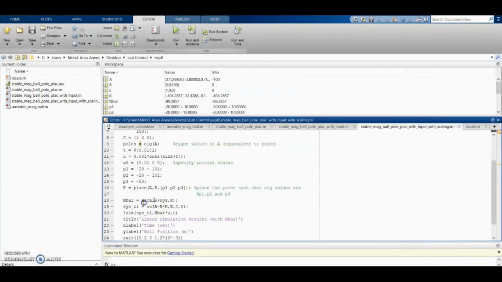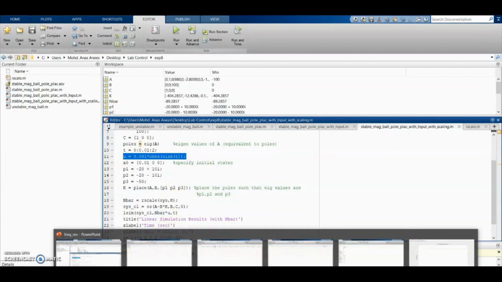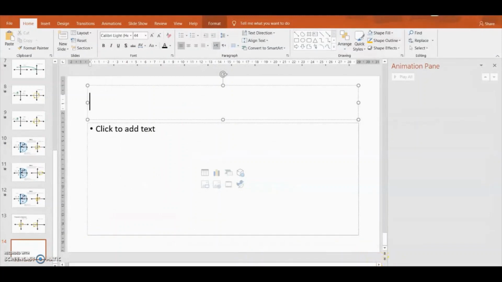So what rscale is doing, rscale is providing a factor n bar so that our output comes in the range of input. Our output comes in the range of input, and input is in the range from 0 to 0.001. So output should also come in the same range so that we can compare the two. We can understand this like this.